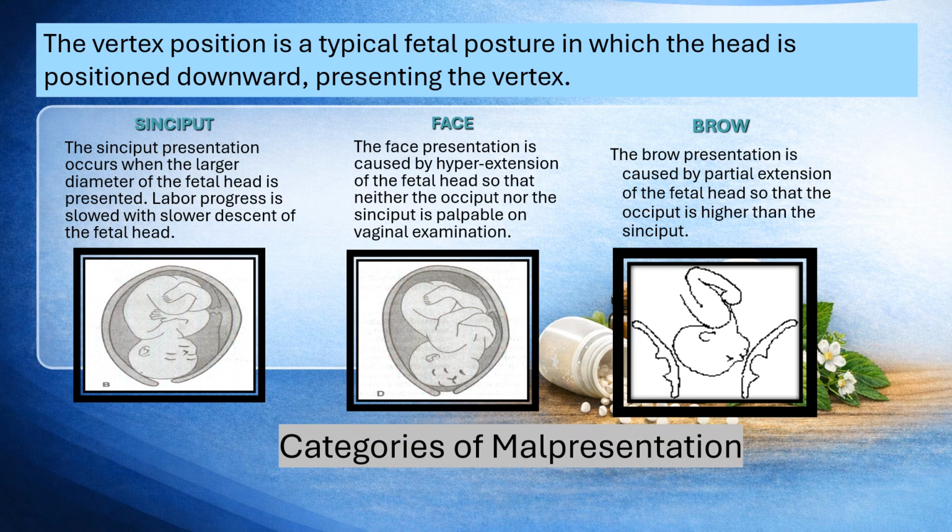Abnormal vertex presentation includes sinciput, face, and brow presentation. Face presentation occurs when the fetal head is fully extended. If the chin is anterior, vaginal delivery may be possible. If the chin is posterior, caesarean section is usually required. Sinciput presentation involves partial extension, with labor in progress. Brow presentation occurs due to partial extension of the fetal head, and this presentation usually cannot deliver vaginally and requires caesarean section.